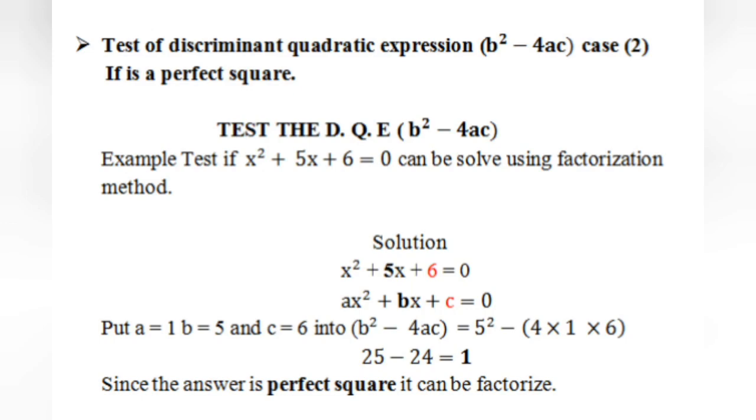Put a equals 1, b equals 5, c equals 6 into b squared minus 4ac. 5 squared is 25. 4 times 1 times 6 is equal to what? 24. And 25 minus 24 is equal to 1. Since the answer is a perfect square, which is 1, it can be factorized.